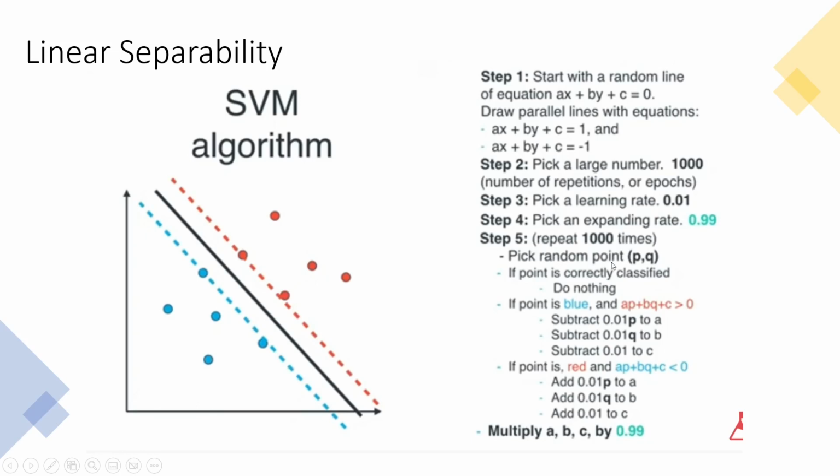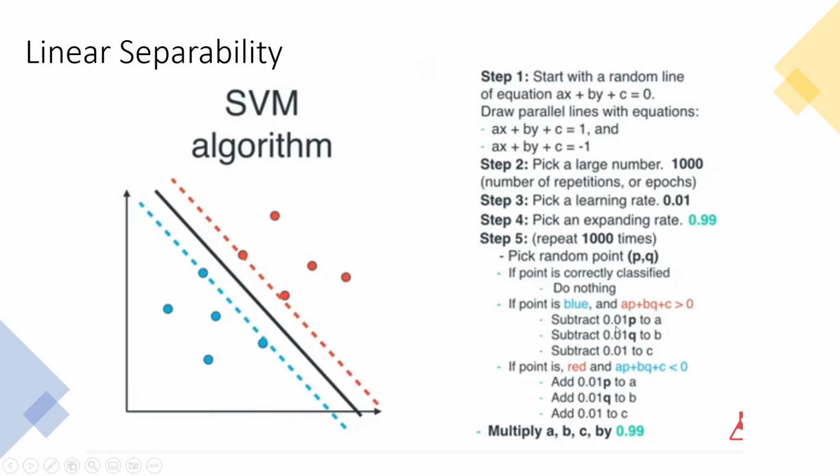Okay, we pick a random point, (p, q). That might be any one of these points. Okay, and we will be doing this whole procedure 1000 times. And if the point is correctly classified, that means that this equation is correctly satisfied, we don't do anything. Okay, and if the point is blue, if the point is one of these guys, but the equation says a times p plus b times q plus c is greater than 0, which means we classified a blue point as a red point, since this is greater than 0.